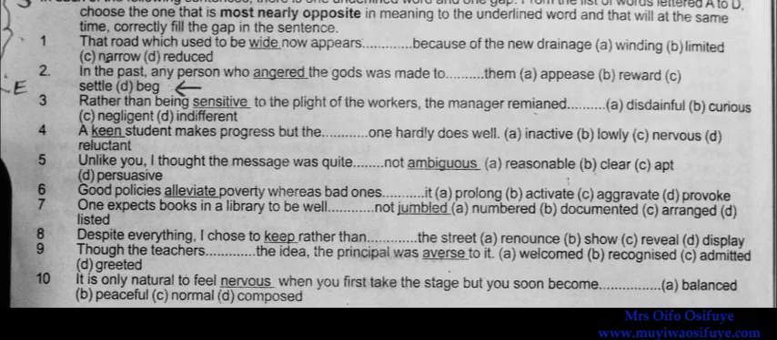From the options we have here, the correct answer is appease, because the word that is underlined in that sentence is angered. So appease is the word that is nearly opposite in meaning to the word angered, which is underlined in this sentence. And so the sentence will now read, in the past, any person who angered the gods was made to appease them.